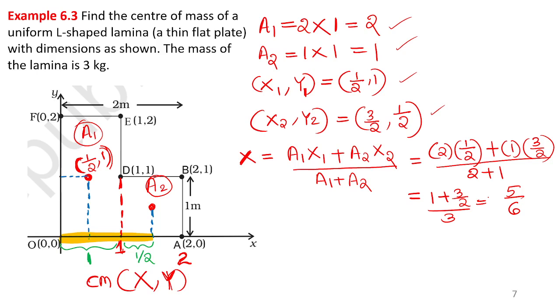So the x coordinate of the center of mass of the L-shaped sheet I found. In the same way, the y coordinate of the center of mass of the L-shaped sheet uses the similar formula: a1 y1 plus a2 y2 divided by a1 plus a2. a1 is written there. y1, just look here, y1 is 1. Understood? y1 is 1.